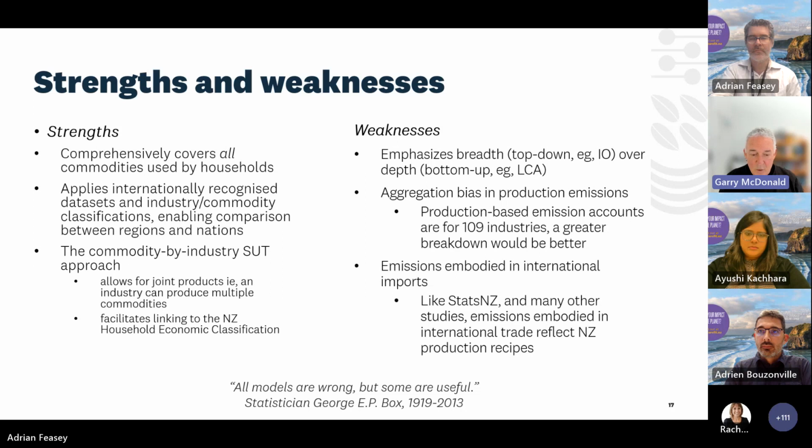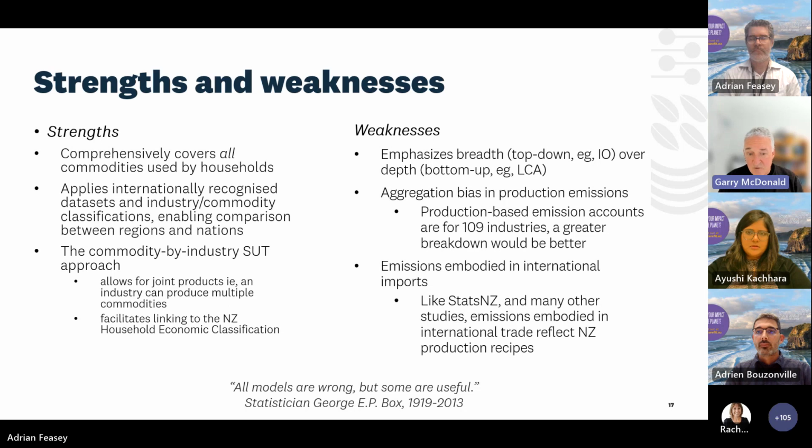Weaknesses, I think the key weakness of the approach is that it is a top-down approach. This emphasises breadth, so everything is accounted for, but it doesn't emphasise depth, which you often get with life cycle assessment approaches or process-based methods. The process-based methods tend to undercount. The top-down approaches tend to slightly overcount. So you've got comprehensive coverage, but you've got some over-accounting.